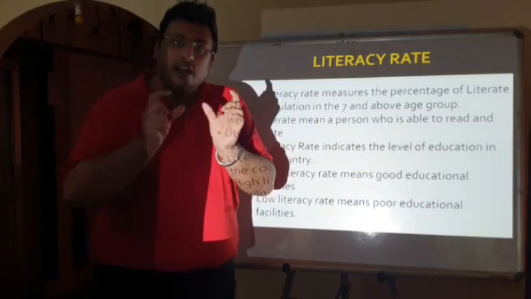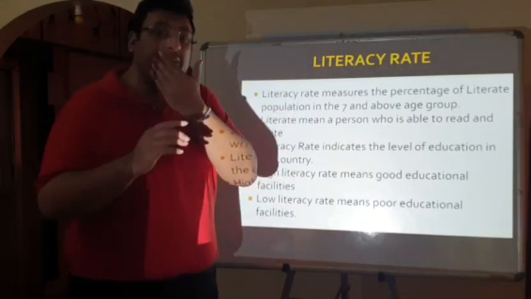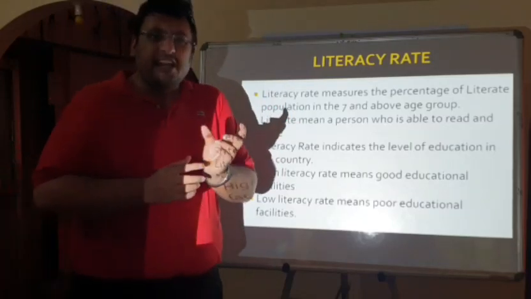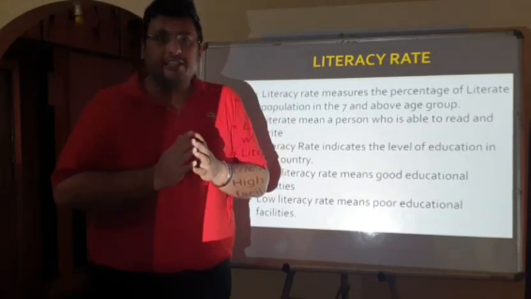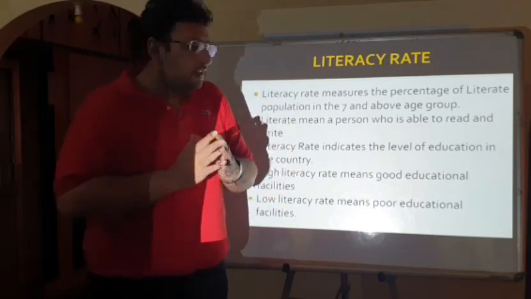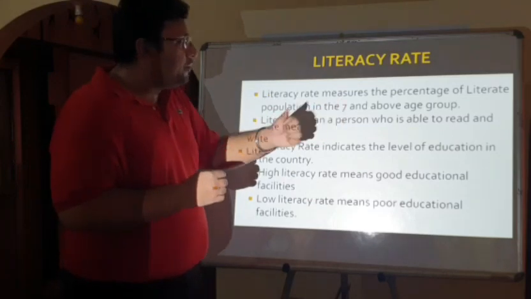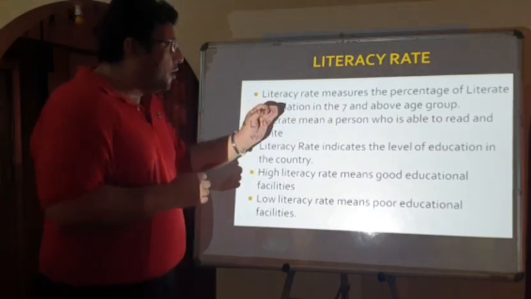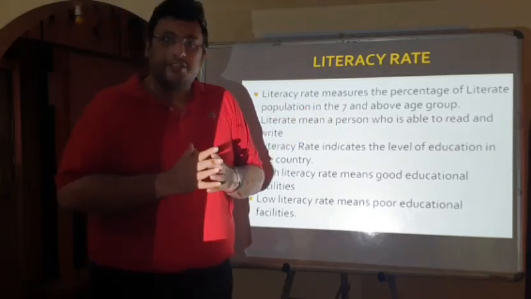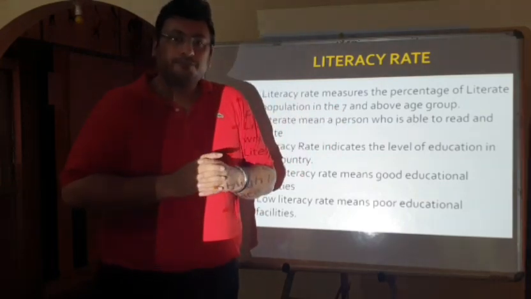Educated and literate are two different words. Educated means what you are. We have studied various subjects. But literate is a very basic form of education which enables one person to read and write. Therefore, literacy rate shows us how many percentage of literate population is there in a country or a state which is above the age of 7 years old.